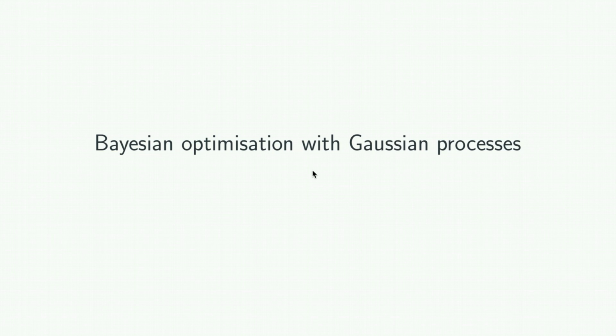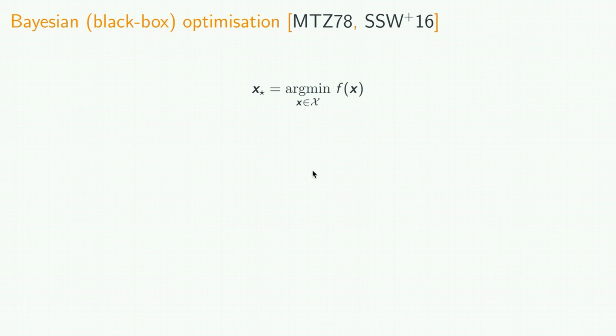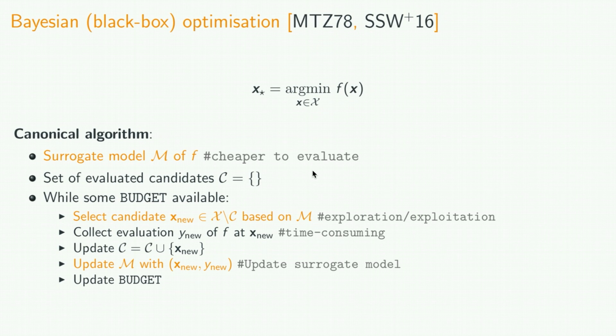So Bayesian optimization can be formalized in different ways, and here I will be talking about Gaussian process-based Bayesian optimization. The problem that we try to tackle is this minimization problem. We minimize f, which is costly to evaluate, over some search space x. The canonical algorithm for Bayesian black box optimization is the following. We have a surrogate model M of the objective f, which is cheaper to evaluate. We have a set of evaluated candidates, C, and we have some budget available.